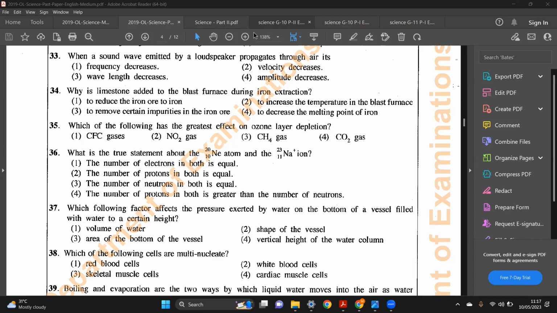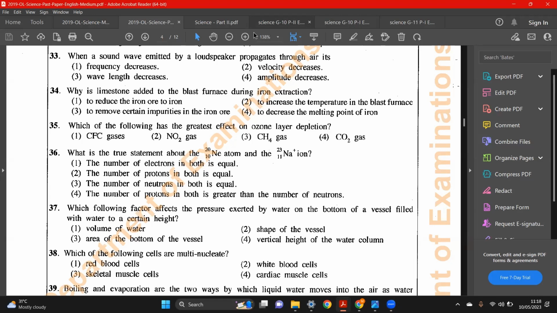35. Which of the following has the greatest effect on ozone layer depletion? That is your CFC gases. If they asked you which has the greatest effect on global warming, we can go for carbon dioxide gas, because global warming is basically increase in the global temperature. So that is definitely due to carbon dioxide gas. But ozone layer depletion is basically the destruction of the ozone layer. That is mainly due to CFC gases.